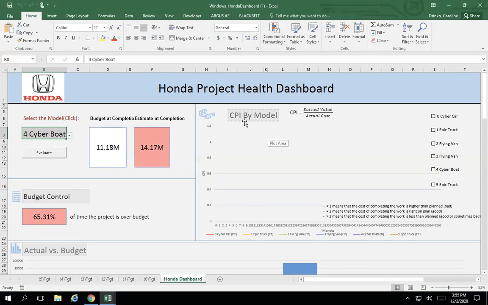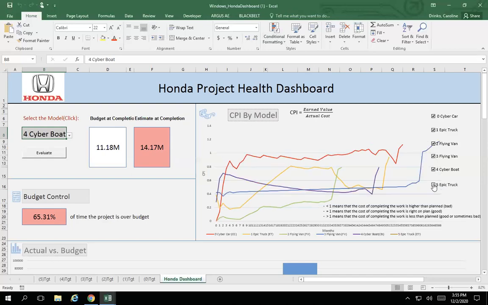Now, if we come over here and look at CPI, this is our earned value compared with our actual cost. And over here, you can choose which projects you want to actually compare with each other. And now with each of these projects, what we want is for that graph to be at 1 or close to 1, because when it's equal to 1, that means that the cost of completing the work is going right as scheduled and it's right on that budget.